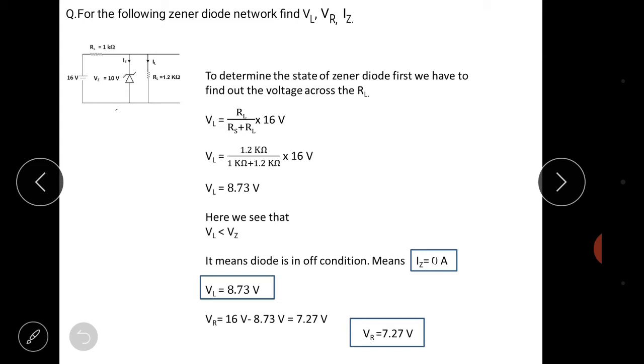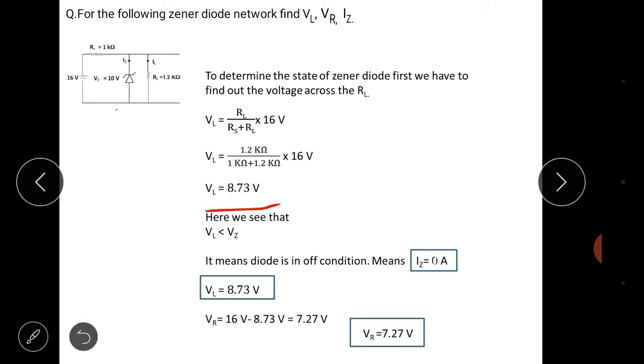So to determine the state of the Zener diode, we first calculate the voltage across RL by removing the Zener diode from the circuit and applying the potential divider rule. So here we get VL is equal to RL upon Rs plus RL into the input voltage, that is 16 volt. Putting the value of RL equal to 1.2 kilo ohm and Rs as 1 kilo ohm.